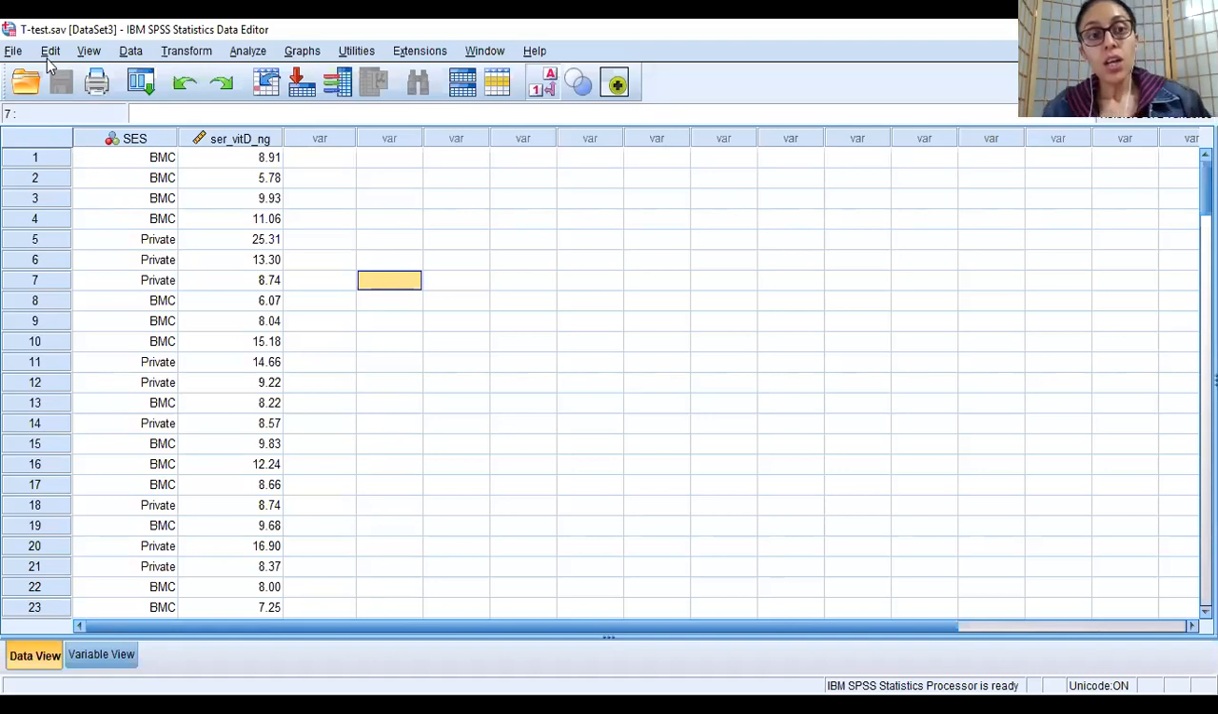Now with the t-test, there are two variables. As I said, with t-test, you have a categorical variable with two categories, and you have a continuous variable. Over here, you have the socioeconomic status. You know how I said private hospital versus government hospital. So this is called private hospital, and this BMC is government hospital because it stands for Bombay Municipal Corporation, meaning these are sectors of government hospitals in India.